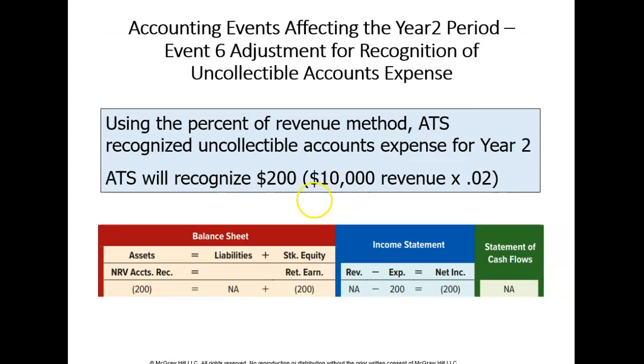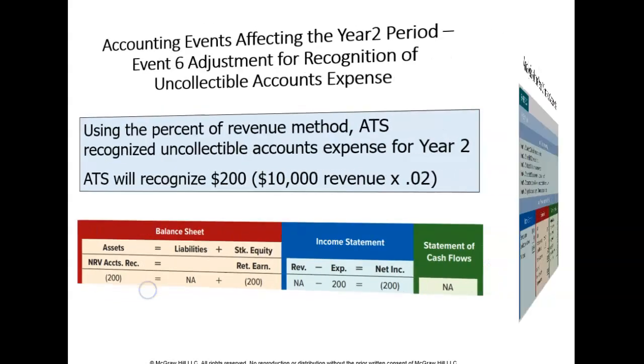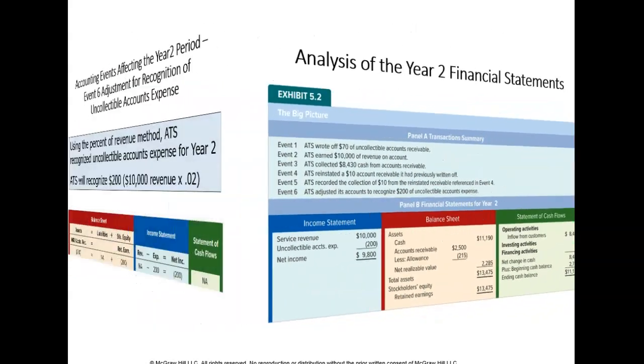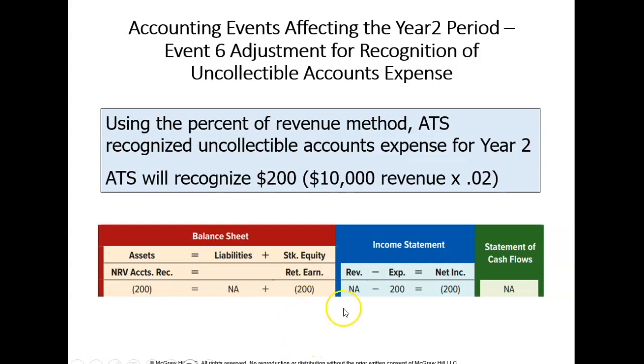We estimate that 2% of our revenue will become uncollectible, which is going to be $200. Therefore, the allowance account will increase by $200. Your retained earnings goes down because of your expense, right? The uncollectible accounts expense or bad debt expense will increase by $200, which will impact your income statement as well as your retained earnings. I know it's a lot to cover.